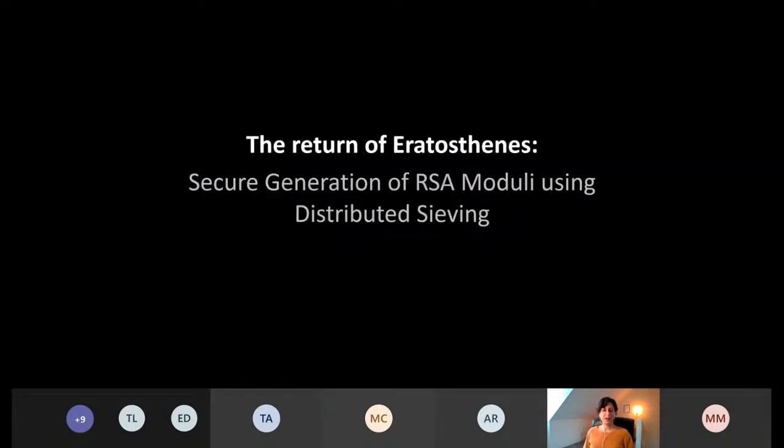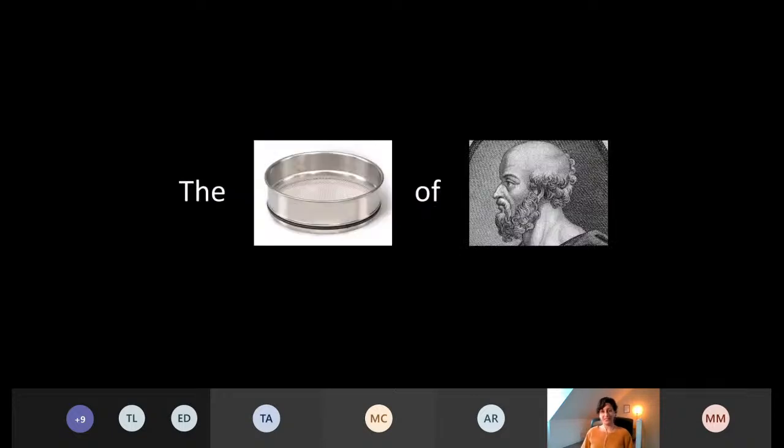And the last part of the title, the spicing up, so to say, the return of Eratosthenes, is due to Eratosthenes, and in particular the sieve of Eratosthenes, which is an ancient algorithm to find prime numbers up to a certain bound. Eratosthenes, by the way, is a Greek mathematician.